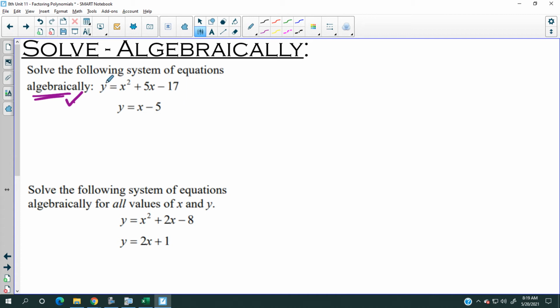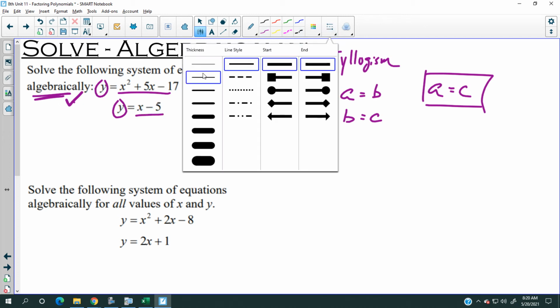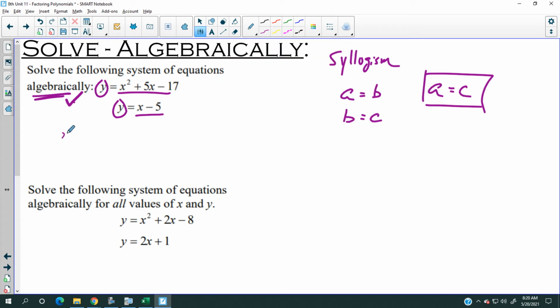Well, actually, you probably do, because have you noticed they're both y equals. So remember the good old classic Greek syllogism, meaning if A equals B and B equals C, what can we say about A and C? They're equal. Same thing. If y is equal to this and y is equal to this, that means these two are equal. So x squared plus 5x minus 17 is equal to x minus 5.